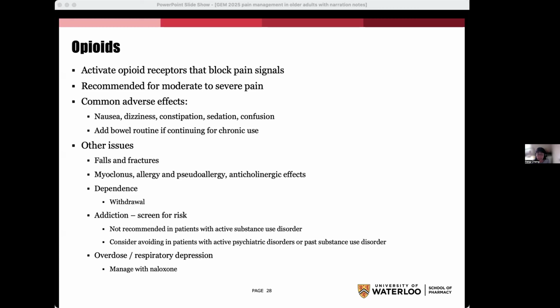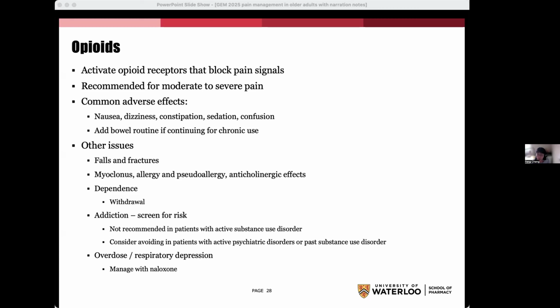If they're on a stable dose of opioid, the risk of overdose and addiction is actually less of a concern than the risk of falls and hospitalization for this population. If you can keep them to a lower dose, there will be less risk of falls and fractures, so that's actually worth doing. The dose matters in this one. If you must use one, try to use the lowest dose possible.